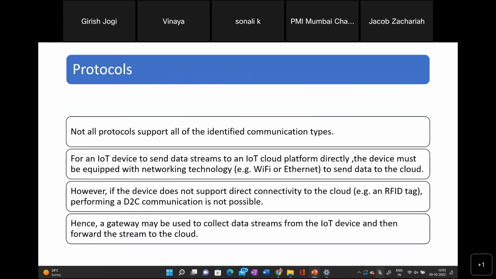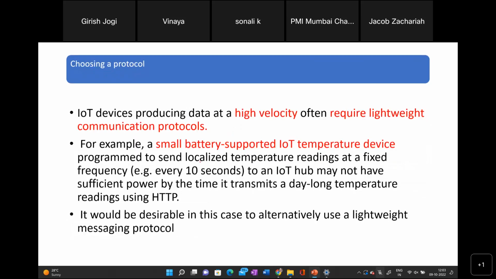At the same time, you have to remember that not all protocols support all identified communication types, so you have to be very careful while choosing the protocol. A few IoT systems require a high velocity, lightweight application. For example, a small battery-supported IoT temperature device programmed to send temperature data every 10 seconds will drain its battery very quickly if you use the HTTP protocol. So HTTP will not help in that case. Instead of HTTP, I have to use a protocol which is lightweight and takes low battery.